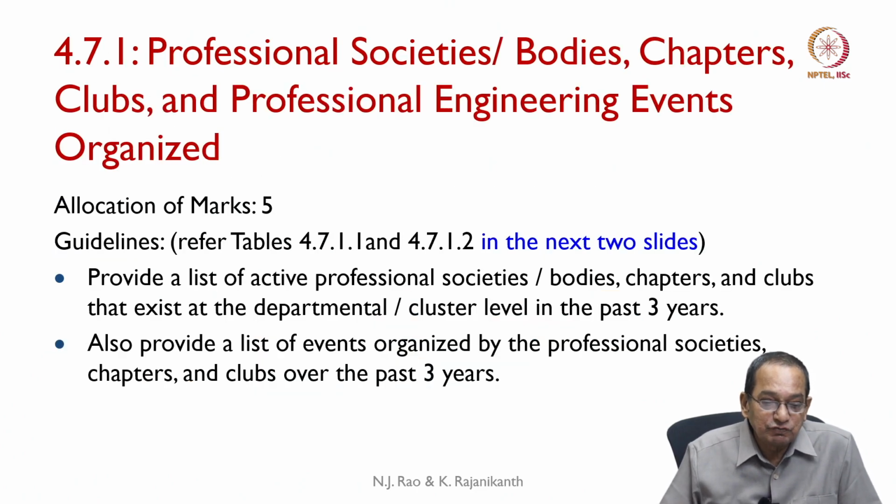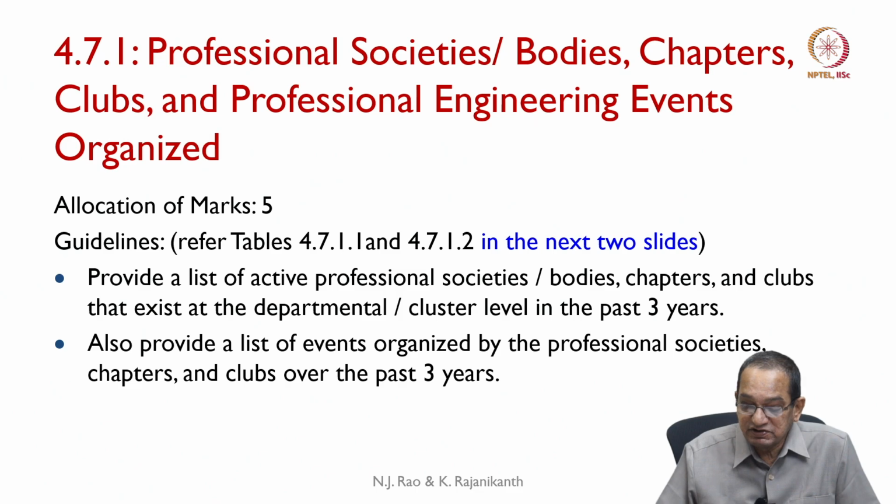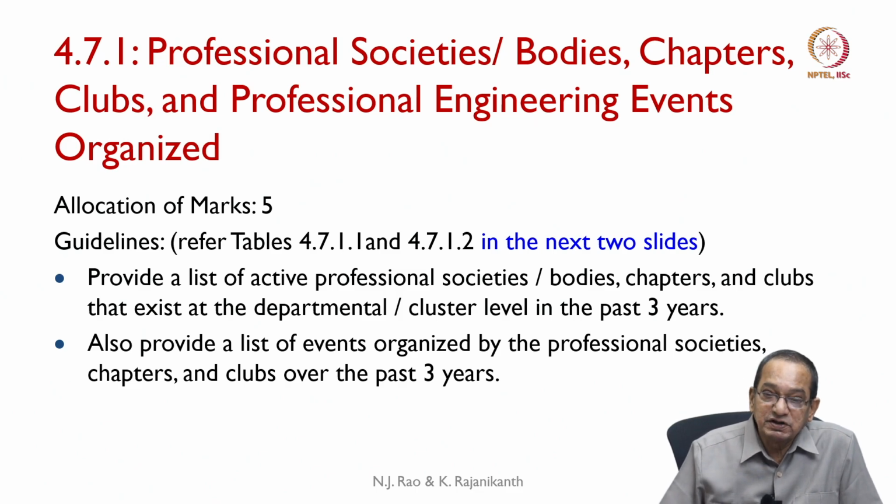So, the first one 4.7.1, professional societies, bodies, chapters, professional chapters, clubs and professional engineering events organized. So, what are the guidelines? We must provide a list of active professional societies or bodies, chapters and clubs that exist at the departmental or cluster level in the past 3 years. Notice that the present SAR and accreditation policies permit a cluster level kind of treatment of these activities.